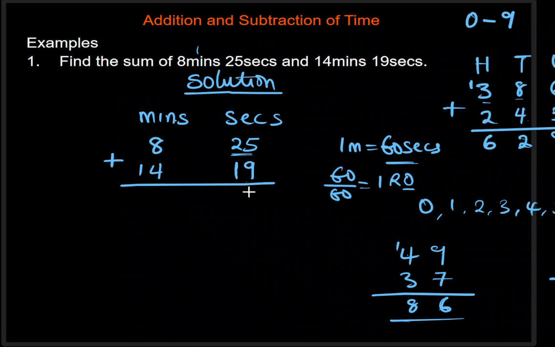25 plus 19 will give us 44, and we are in base 60. So 44 is okay because the highest digit we have is 59. So 44 is okay to be written. And then we go to minutes.